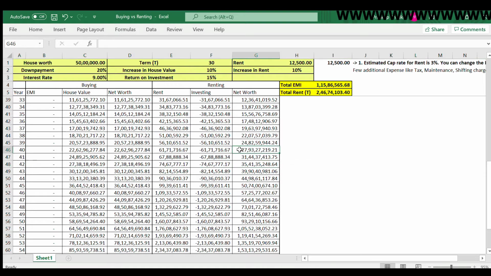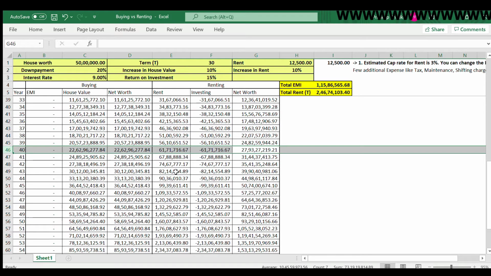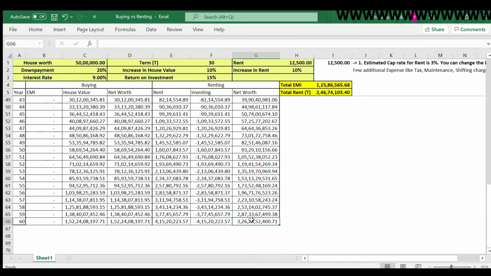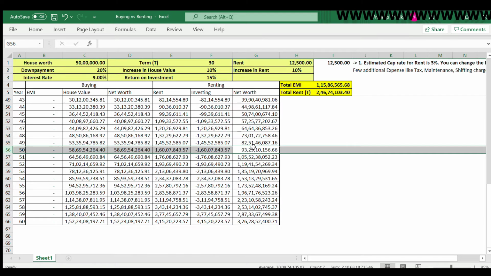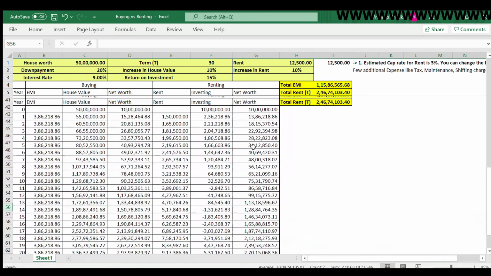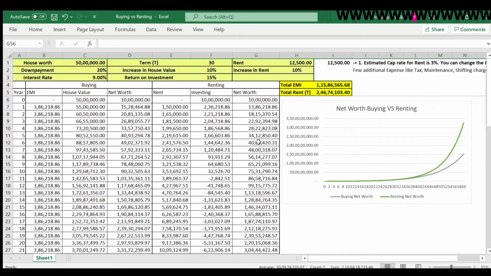So for example, after 40 years of the decision that you took of renting, your net worth would be 27 crore in case you have invested this amount instead of buying a house. But as we go further, the difference becomes quite large. So this has been a financial model which will be helpful for you in decision making.